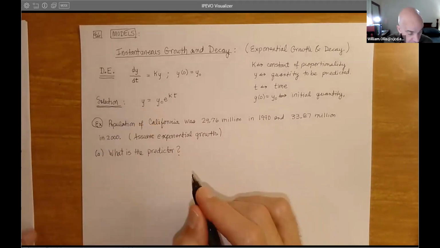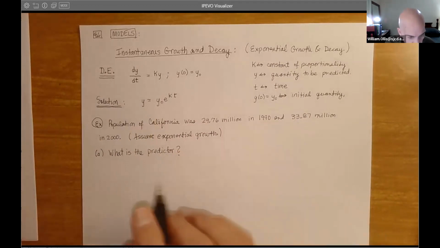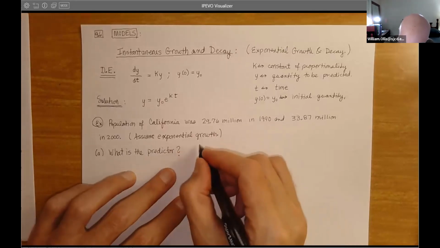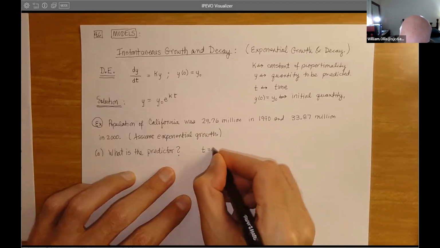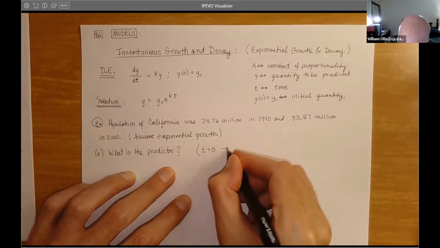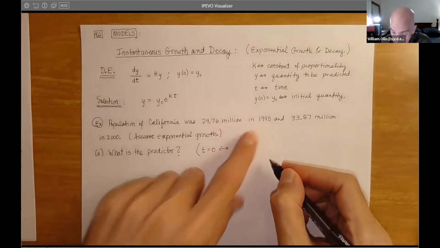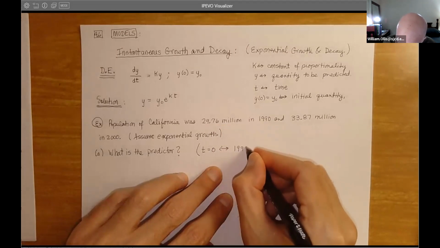So we can actually figure out things about the future, so to speak. So when we do the predictor, we need to set up a basic timetable. So what we're going to do is, first, we're going to say that t equals 0 will correspond to the first time that we took a measurement of the population, which was in 1990. So t equals 0 will correspond to 1990.